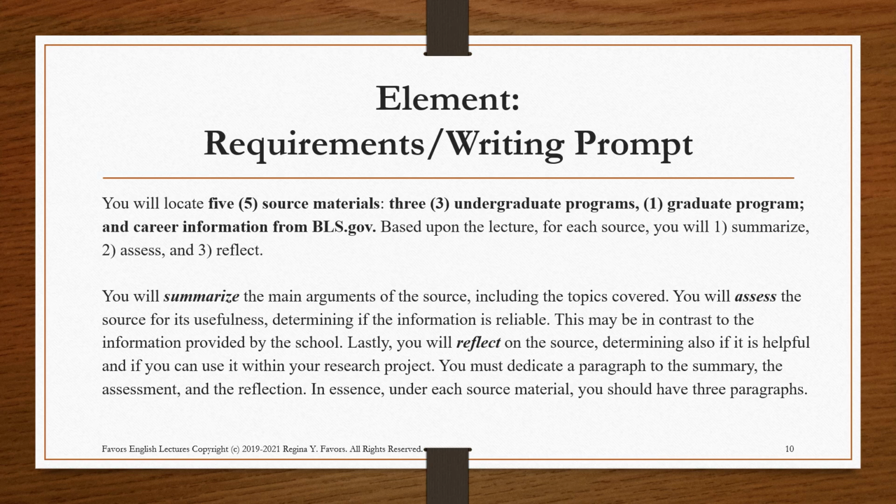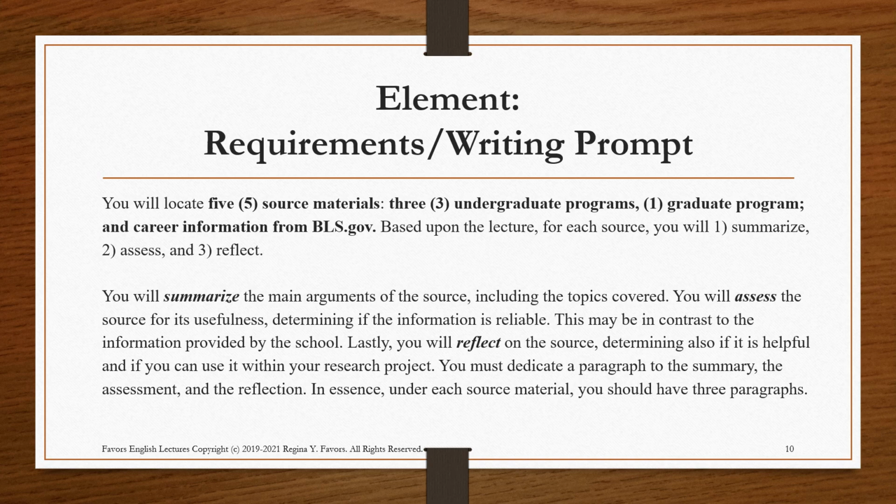And so then you go on to the career information, which I explore also in the lecture. You type in your intended career objective and you find information about what is required for that field. So for each paragraph, there are 5 total sources, and 3 paragraphs under which the student will summarize and then assess the usefulness of the source, determining if it's reliable.